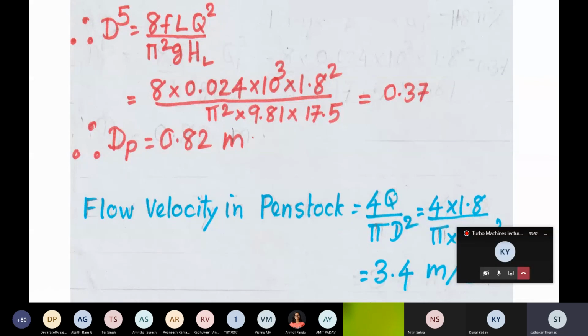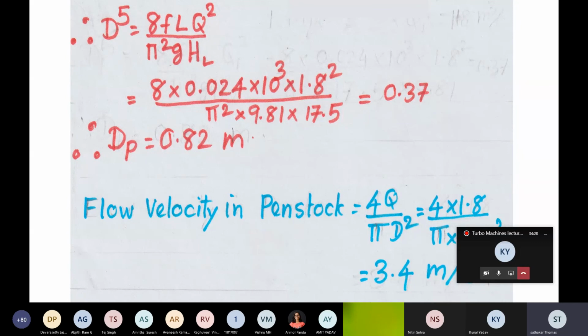So now you can use that equation, so that d power 5 is equal to 8 f L Q square by pi square g into head loss. The value of f is given as 0.024. If you substitute, you get 0.37 for d power 5, which gives d of penstock as 0.82 meters. So the penstock diameter is 0.82 meters.